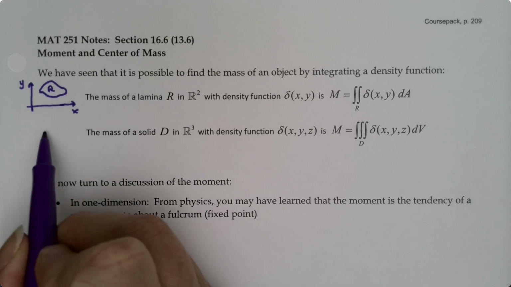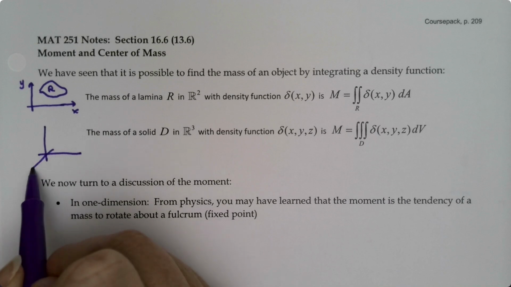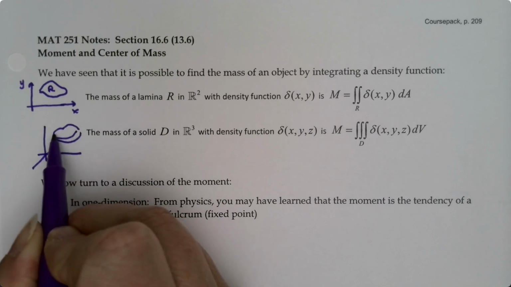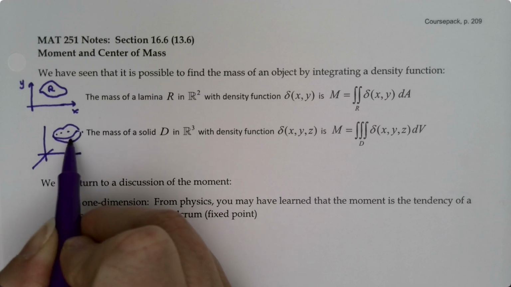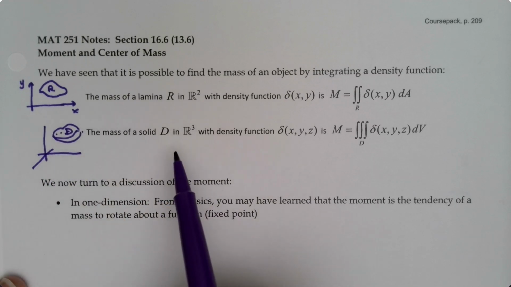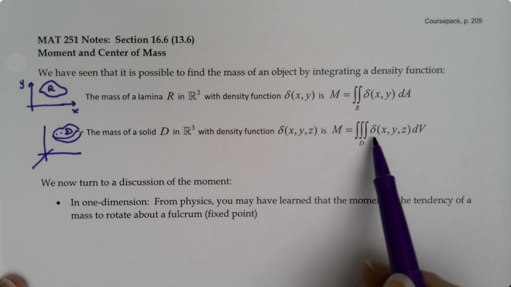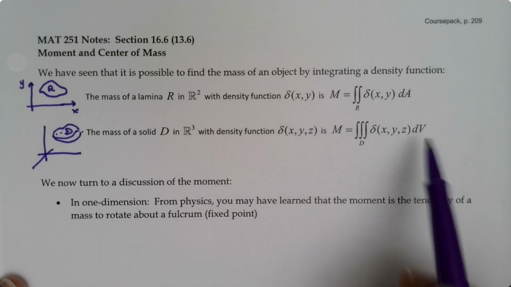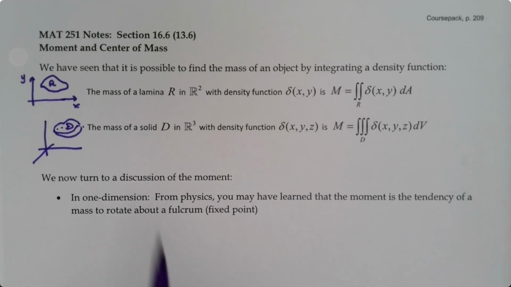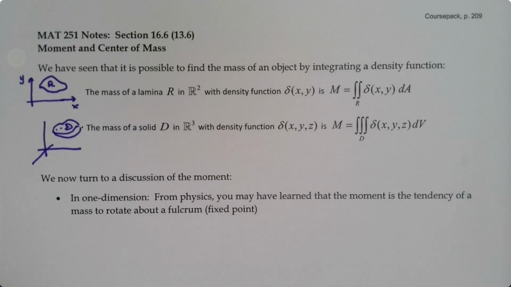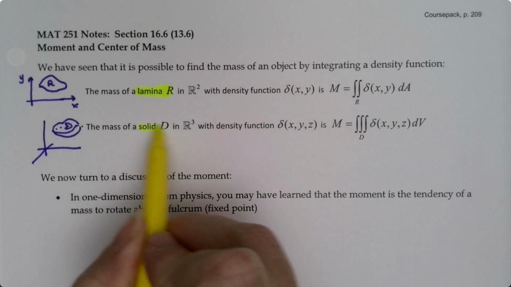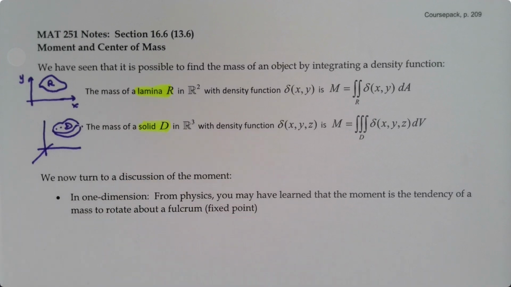We could also find the mass of a solid. If we have some three-dimensional item, a three-dimensional solid, that would be solid D. Then we could find the mass of that solid, if we have the density of that solid, by taking the triple integral over the volume. We have seen both of those before. Actually, we haven't really seen the mass of a lamina. That's a new word, but nevertheless, we've seen R as the region. And then we also have the solid D.